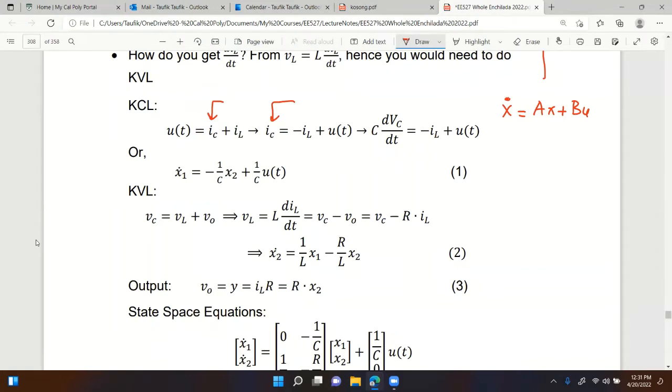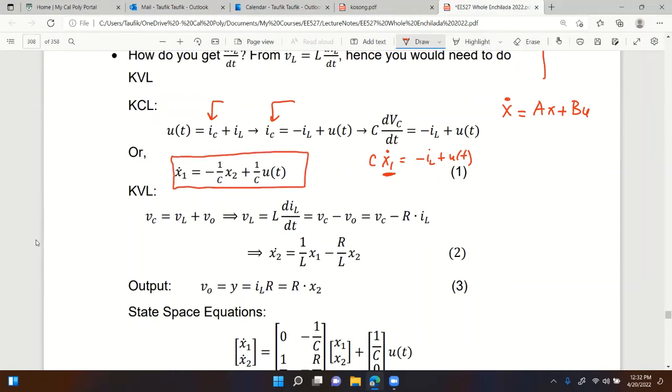Okay. And from there, I know that C dV_C/dt is equal to minus I_L plus u(t). And I know that this dV_C/dt is none other than x1 dot, right? So now I have C x1 dot equals minus I_L plus u(t). And from there, I can solve for x1 dot, which is right here.